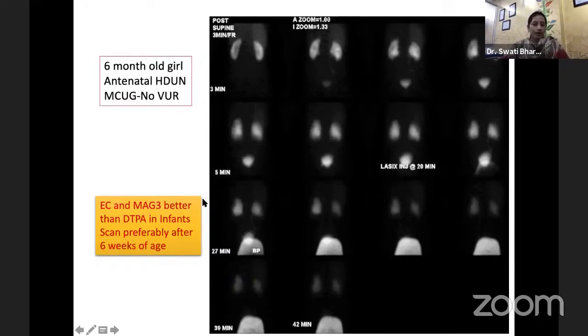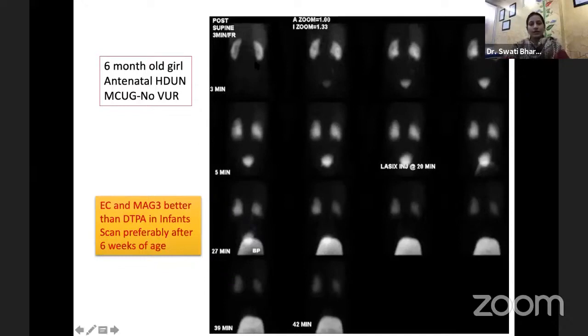One point I would like to emphasize here is, because of renal immaturity, the GFR in infants is lower as compared to adults. So EC and MAG3 are better agents than DTPA because these are secreted by the tubules, and DTPA is filtered by the glomerulus. And the first scan should not be done before 6 weeks of age for the same reason of renal immaturity.